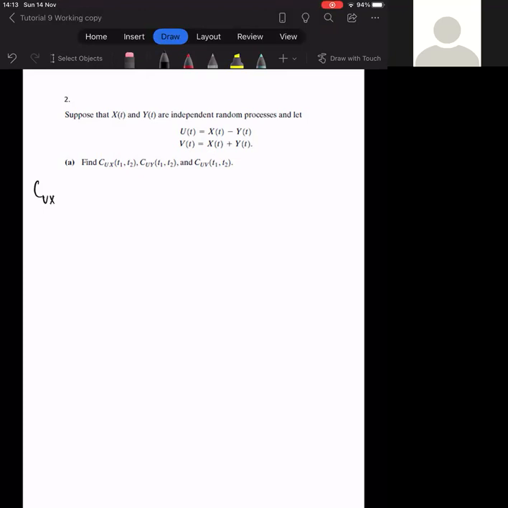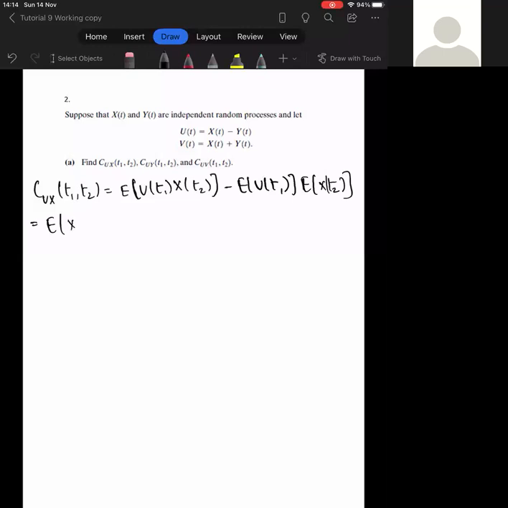This cross covariance of u and x just becomes E of u of t1 x of t2 minus... Okay, let's expand this. We know u of t1 is x of t minus y of t, so this becomes x of t1 x of t2 minus y of t1 x of t2 minus, and now inside this, we replace u of t1 with x of t1 minus y of t1.